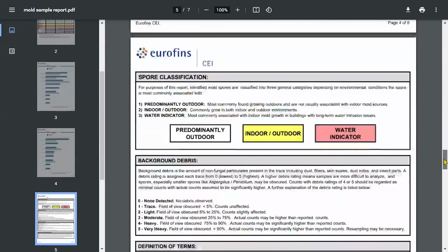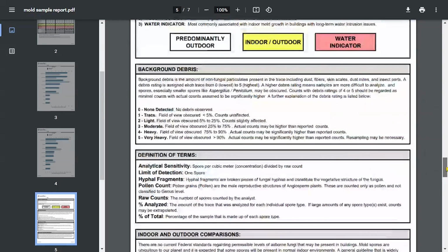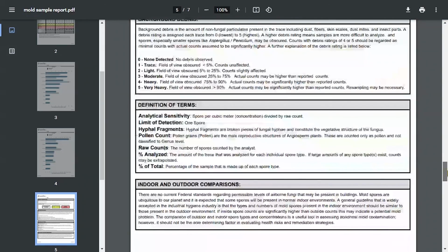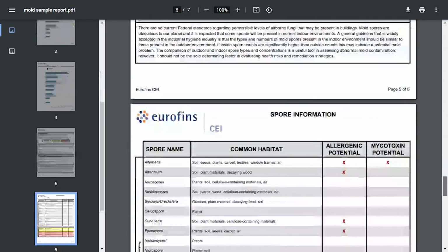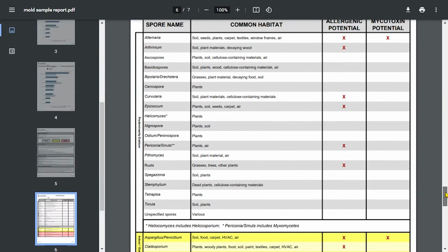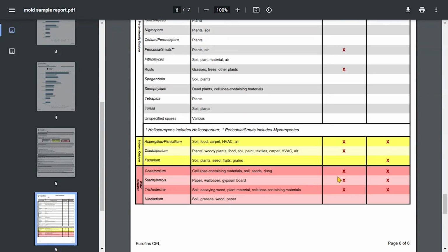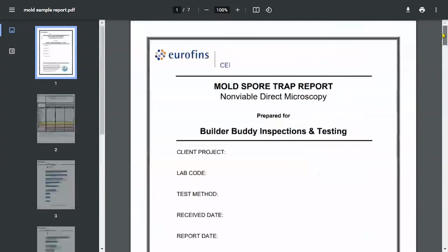And then in this report, there's some background information, definition of terms, indoor and outdoor comparisons. This one's kind of interesting. It'll tell you which spores have allergenic or mycotoxin potential. Aspergillus penicillium has both, and black mold has both as well. So that is going over a typical mold test result that is elevated.